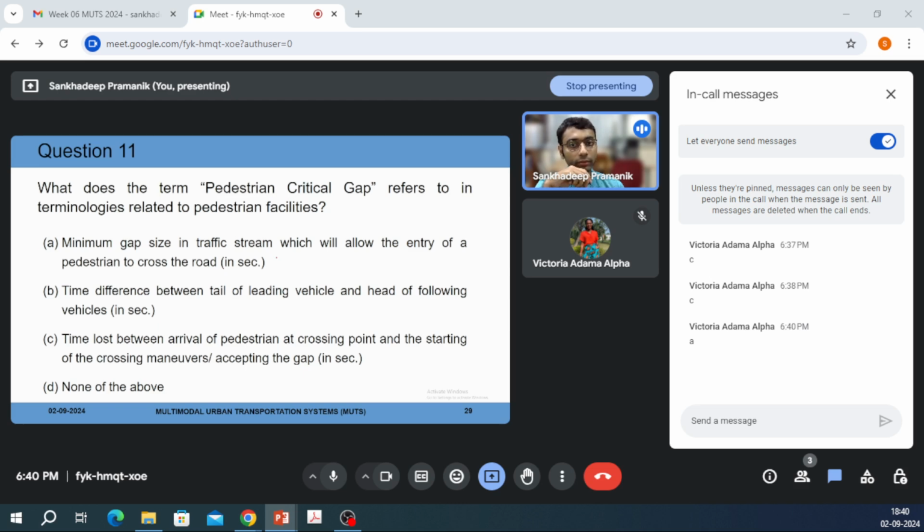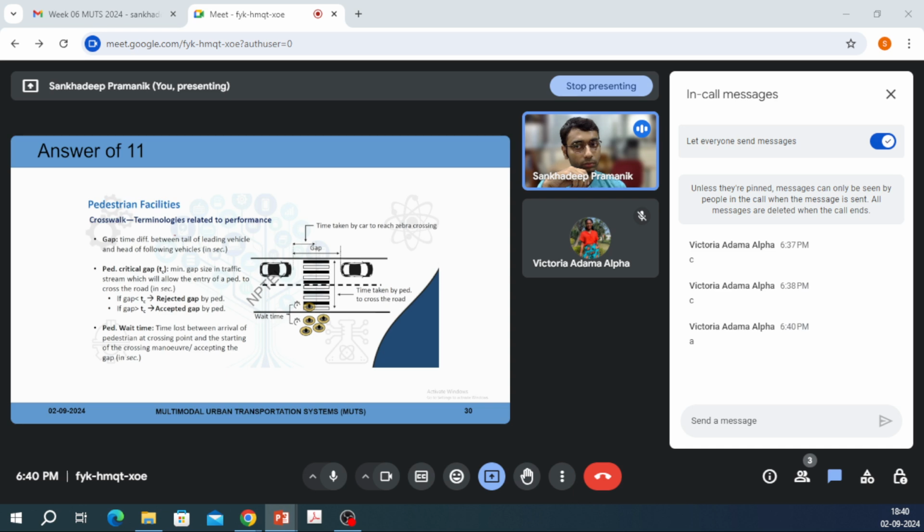Yes, correct answer will be option A. We discussed different terminologies related to performance. Gap is the time difference between the tail of the leading vehicle and the head of the following vehicle. This one is the gap.